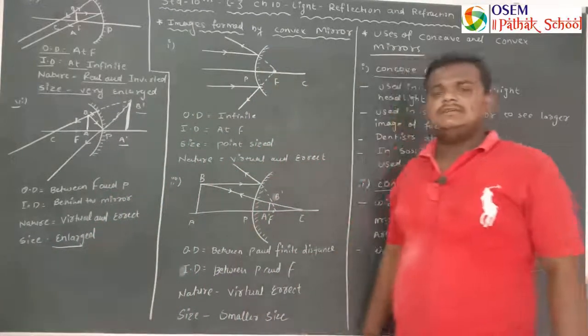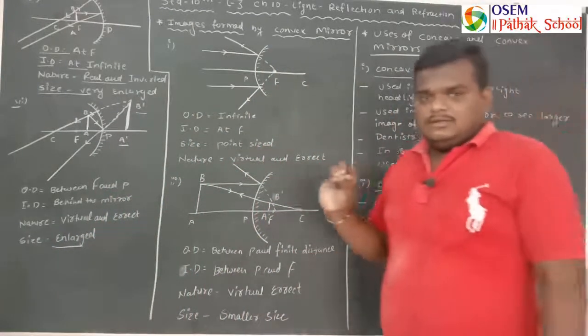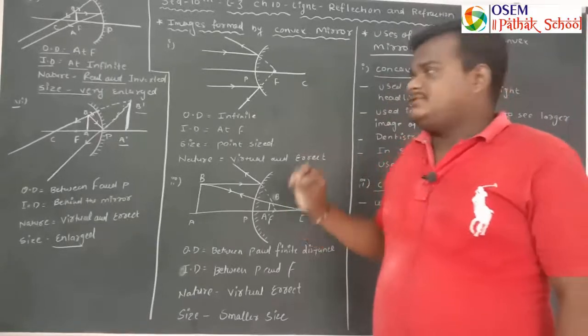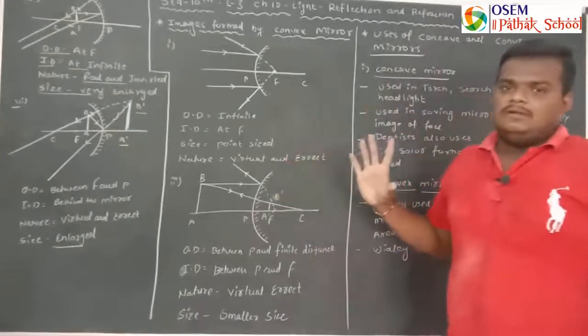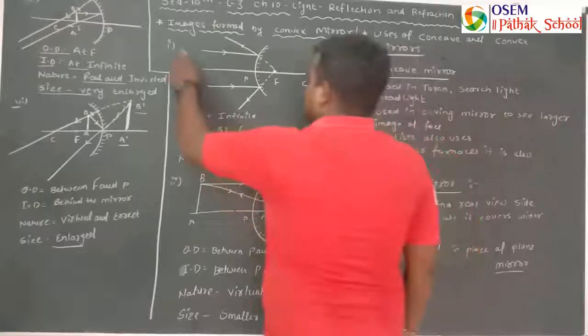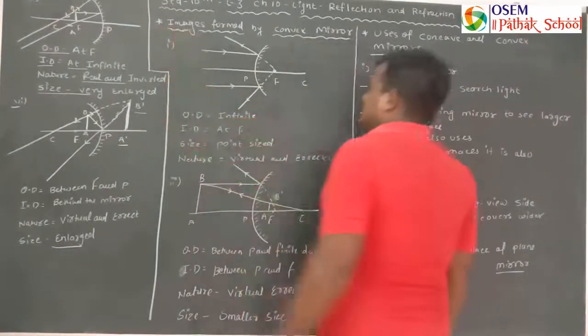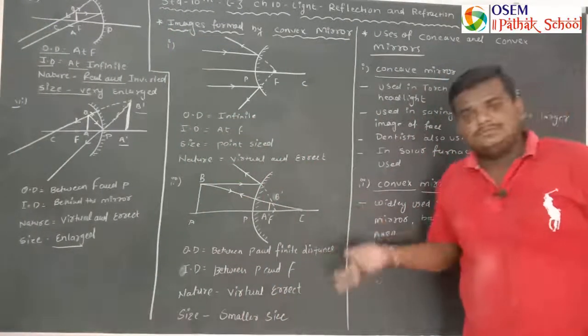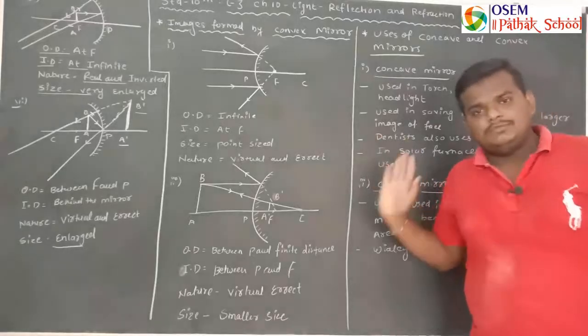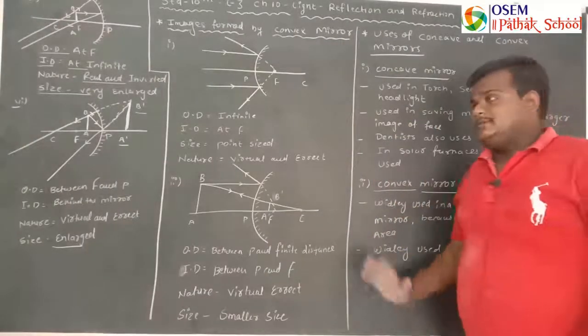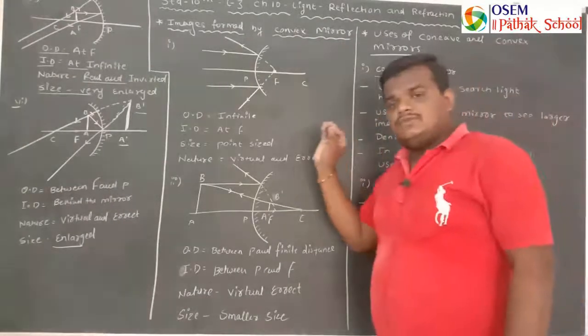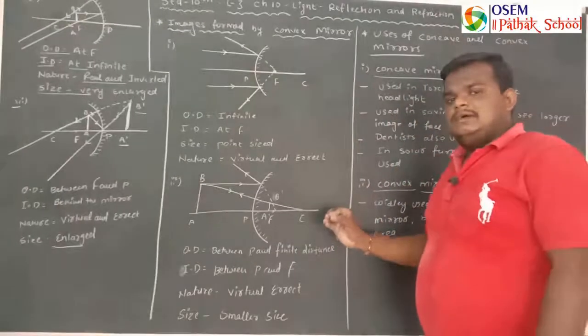So these are the 6 different cases of ray diagrams formed by the concave mirror. Now we are moving on to another topic: images formed by the convex mirror. The concave mirror is completed. What types of images are formed and how do they form?